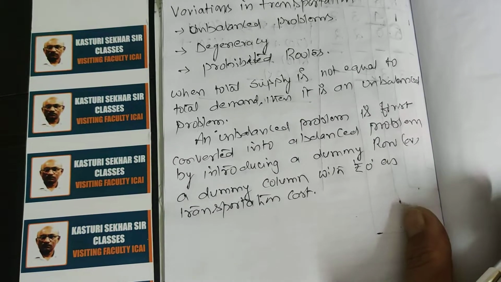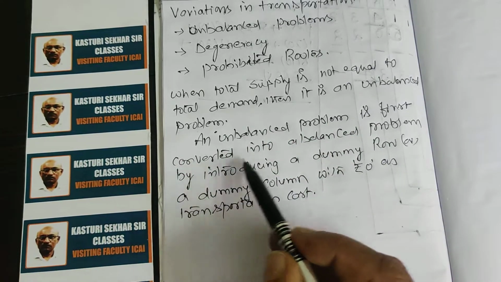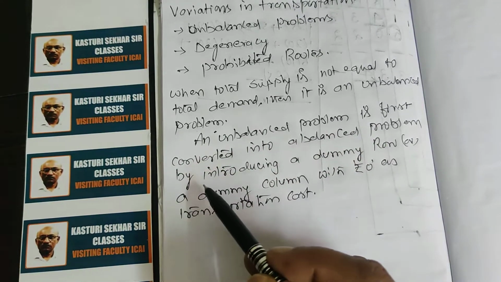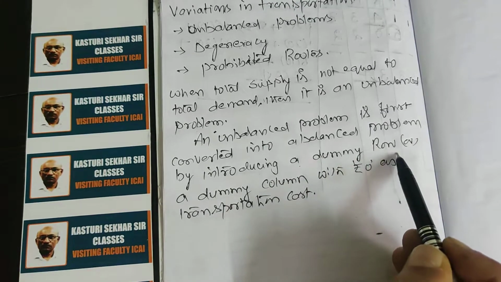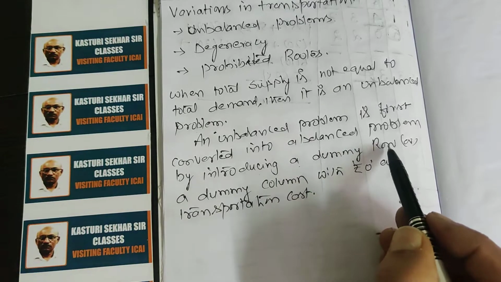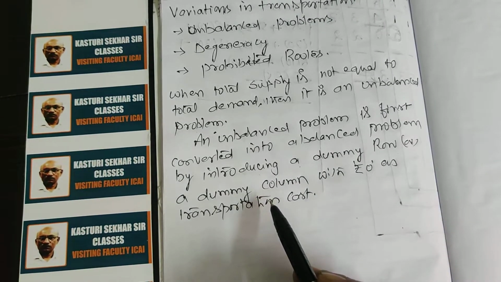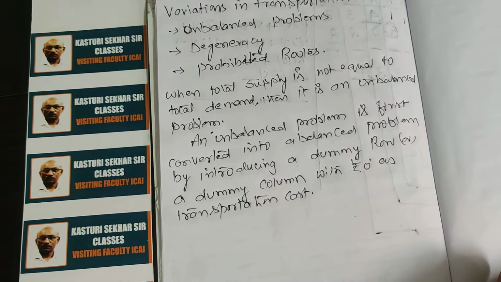An unbalanced problem is first converted into a balanced problem by introducing a dummy row or a dummy column. Dummy row or dummy column we are introducing from our side.